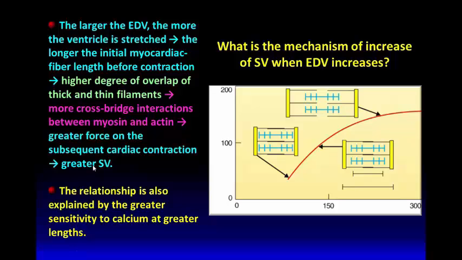This relationship is also explained by the greater sensitivity to calcium at greater lengths. So the contractile machinery of the myocytes becomes more sensitive to calcium as the myocardial fibers are stretched more during diastole and before they begin systole. So in short, as the end-diastolic volume increases, stroke volume also increases.